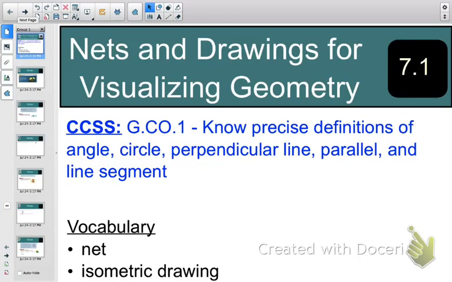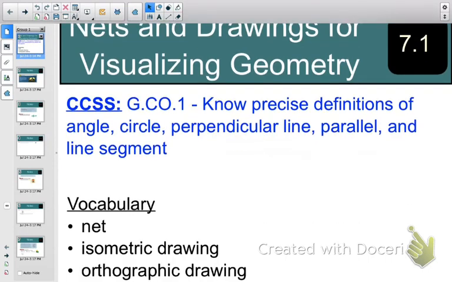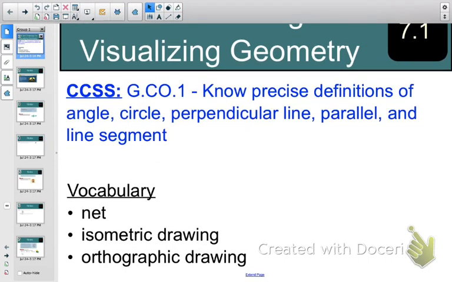Alrighty, welcome to 7.1. Now we are starting geometry. We're done with statistics and algebra. Well, kind of. We're never really done with algebra, but our focus now is on geometry. So, first one, nets and drawings for visualizing geometry. We're going to talk about a couple different things: what a net is, an isometric drawing, and an orthographic drawing.